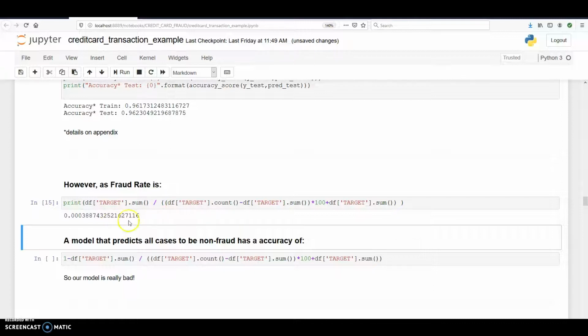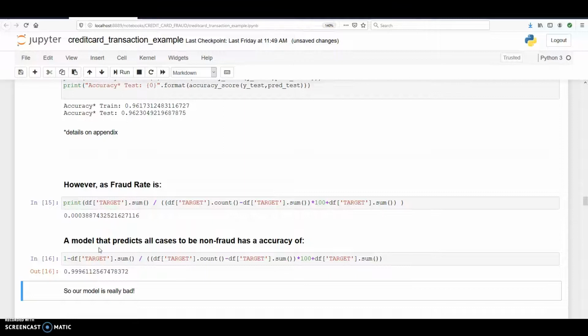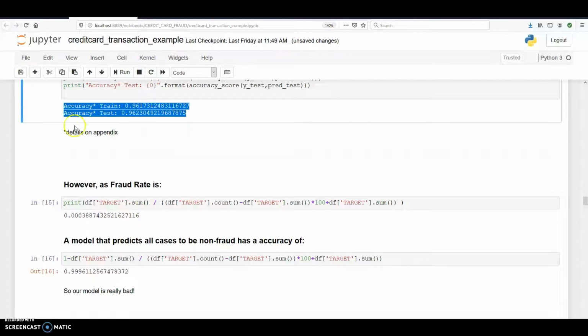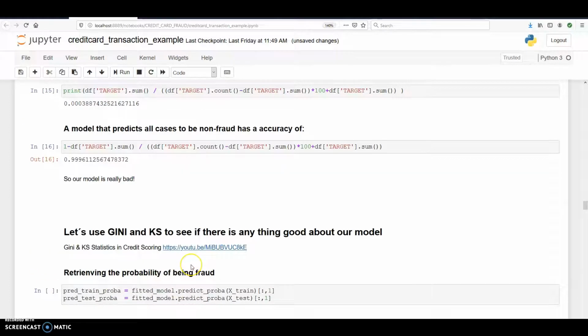Why? It's because the rate of fraud is only 0.038%. Therefore, if we classify everybody as a non-fraud, as a good transaction, this simple model of saying nobody's a fraud gets 99.96% correct. So our model is really terrible. To start with, accuracy is not a good measure to evaluate these models at all.